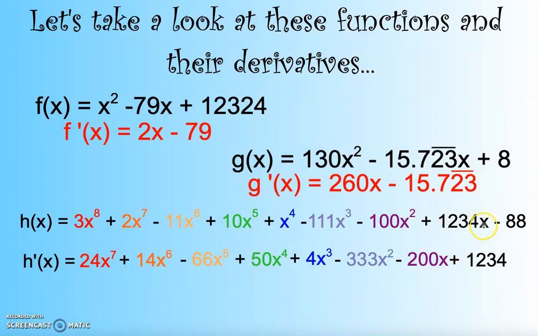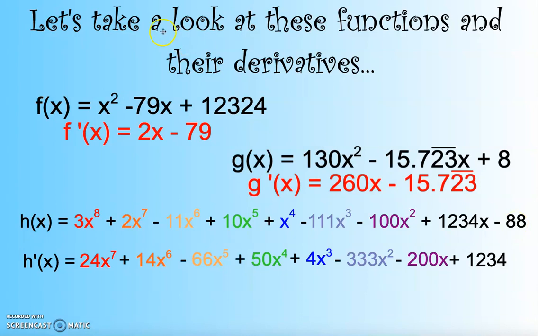1, 2, 3, 4, x to the 1st. 1 times 1, 2, 3, 4 is 1, 2, 3, 4. X to the 0. So x to the 0, of course, is 1. That's why it drops off. And of course, there's no x here, so constants disappear.